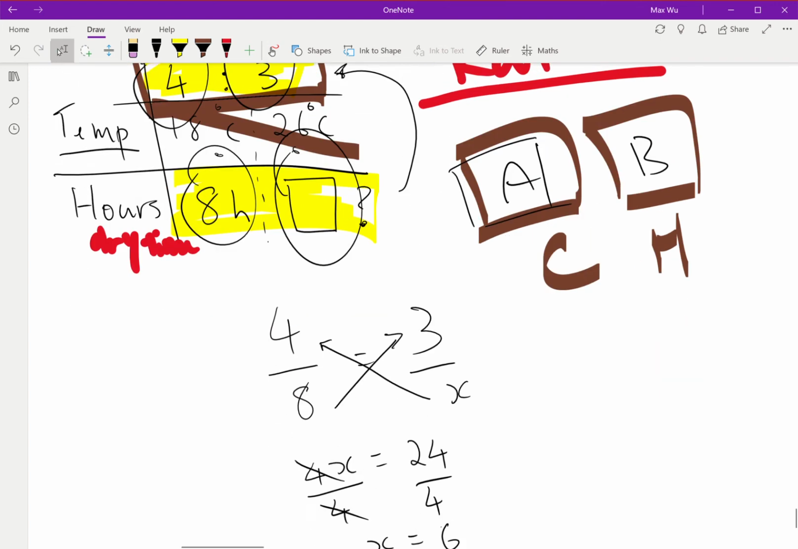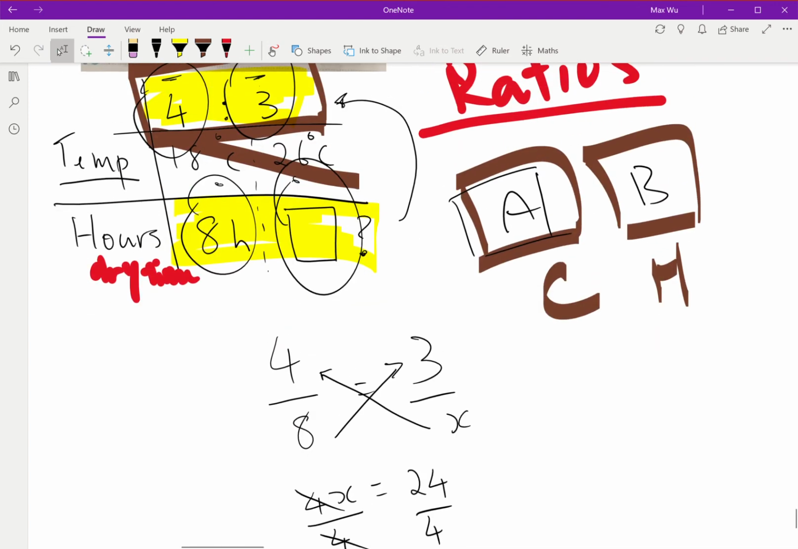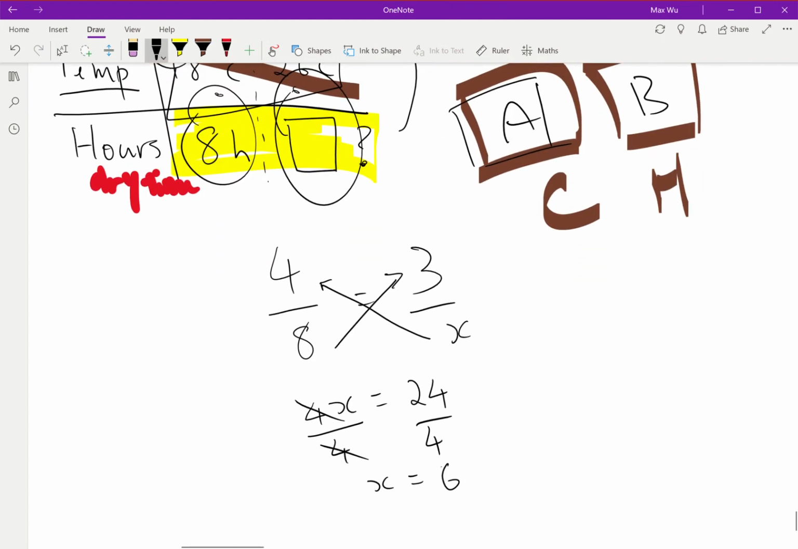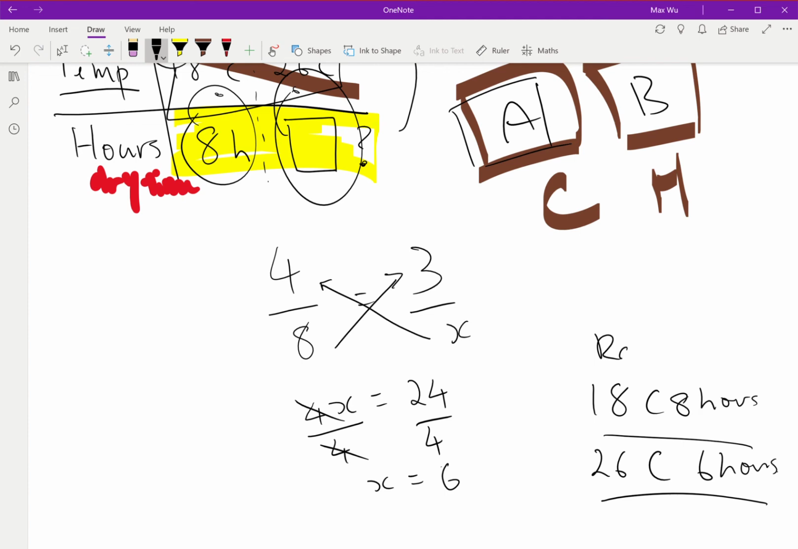I think what was putting you off is the fact that it is 18 and 26. So at 18 degrees, paint dries in 8 hours, right? So 18 degrees C. At 26 degrees C, paint should dry in 6 hours, okay? Lovely. And this is because of a ratio of 4 to 3, okay?